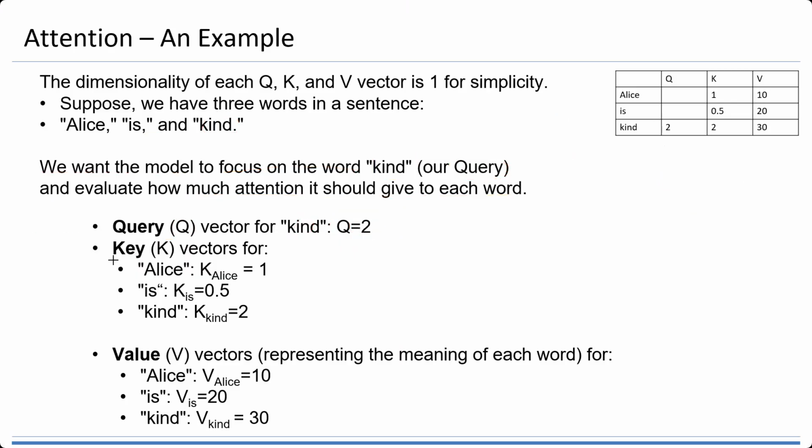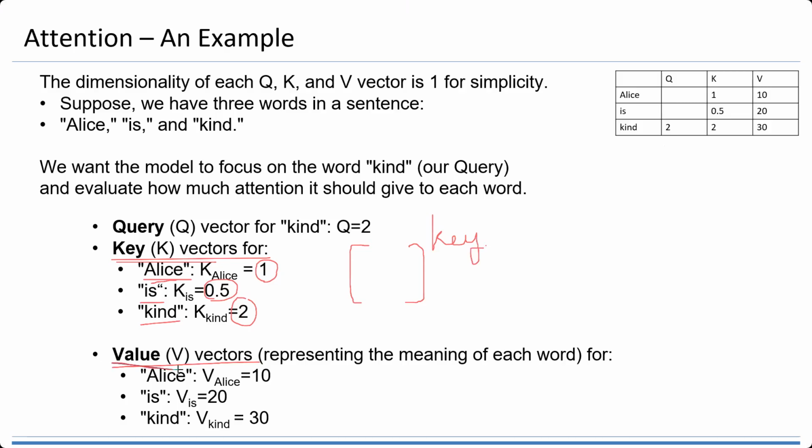And then for every word, we have key vectors and value vectors. The key vectors usually represent a kind of standard vector for the word. For example, the K of Alice is 1, the K of is is 0.5, and the K of kind is 2. Sometimes this is just an initial value for the key.